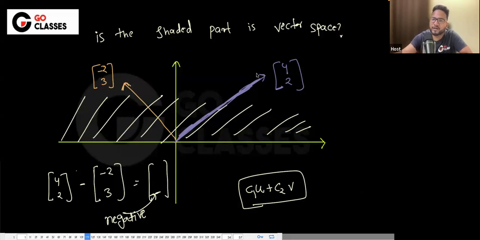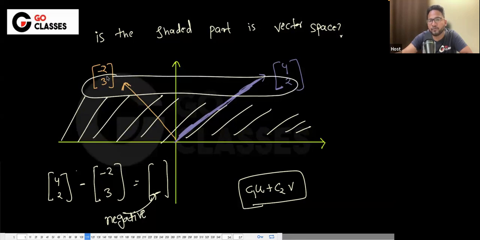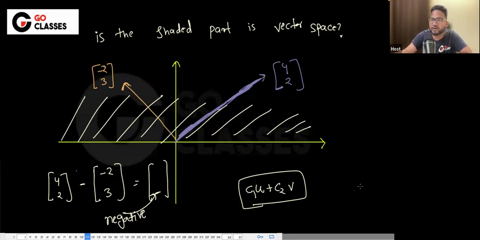Let me know if that is making sense. Hers is saying, if one of the coefficients is negative, doesn't the vector go out of the vector space? Yeah. It is this y component: if the y component is negative, then it will go out of the vector space.